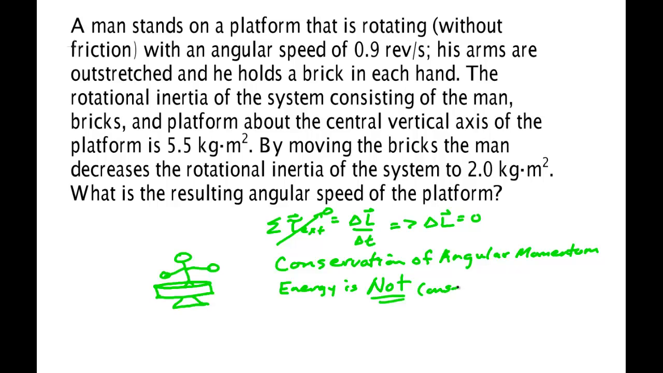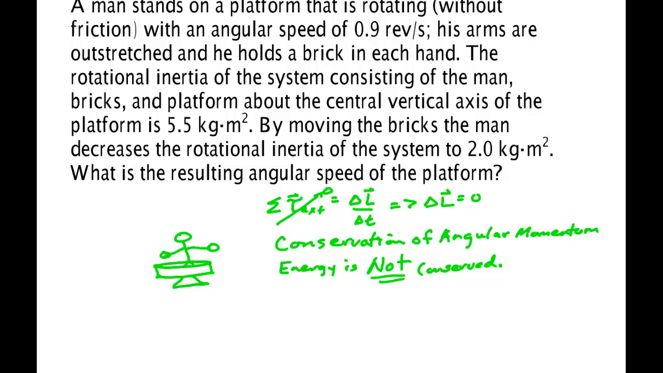So you don't want to use conservation of energy. There's somebody doing non-conservative work, and I'll show you that that's the person. We're not counting all the energy, such as the energy inside the man's body, who's enabling this thing to work. And so what happens is that we need to match up the initial angular momentum to the final angular momentum of the system.